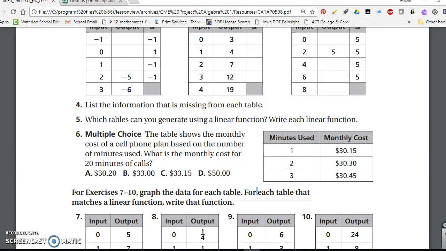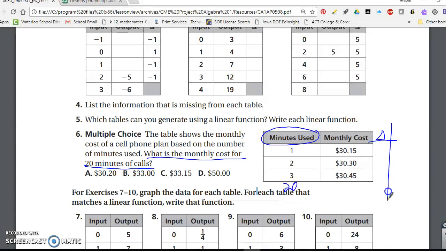Okay, so what is the monthly cost for 20 minutes of calls? That's the question. So identify the question. I even like to underline it. Monthly cost for 20 minutes worth of calls. Let's look at my table and make sense of the problem. Minutes used, okay, so 1, 2, 3. I want to know what the output is when this is 20. My monthly cost for 1 minute is here, 2 minutes, 3 minutes.